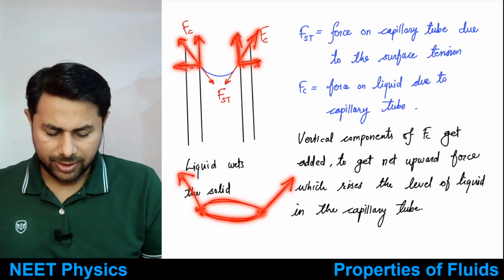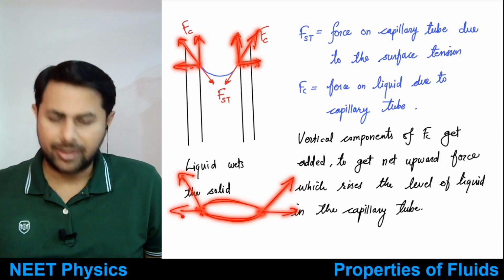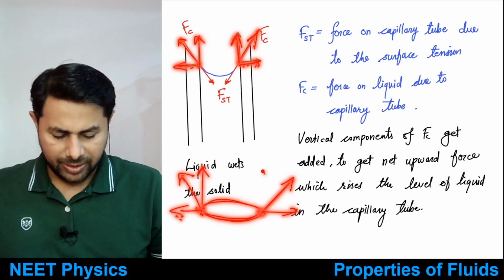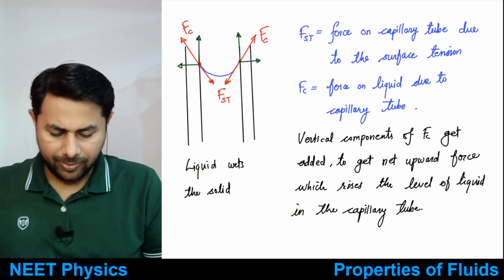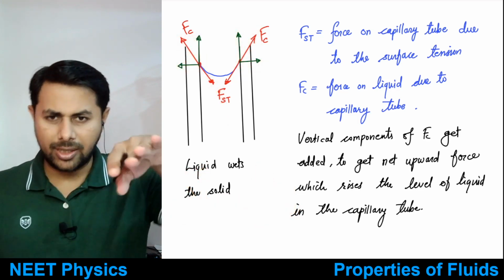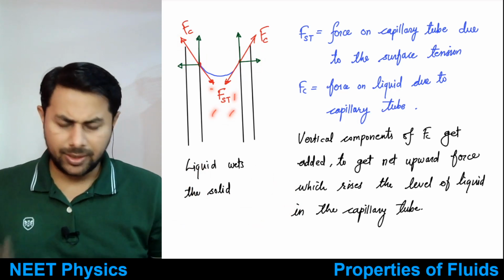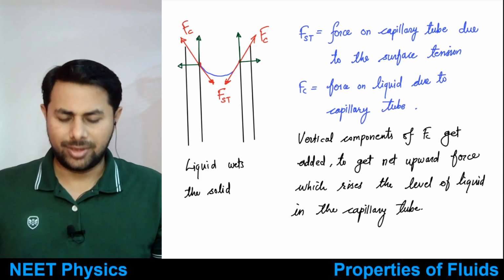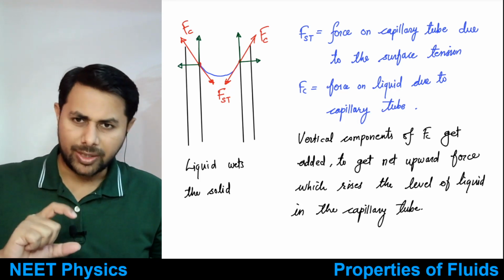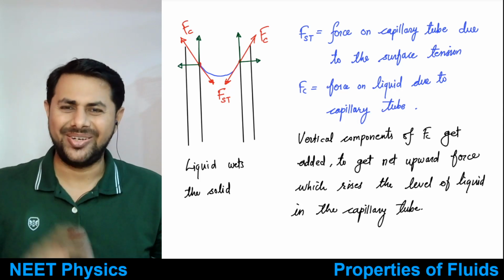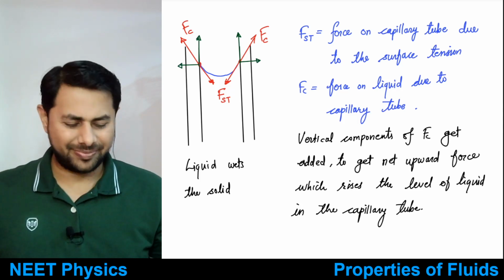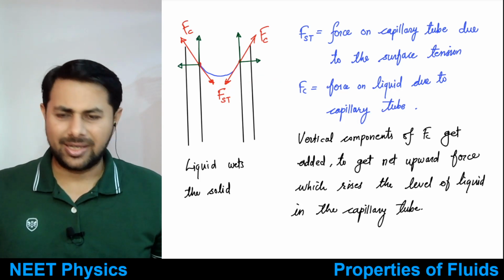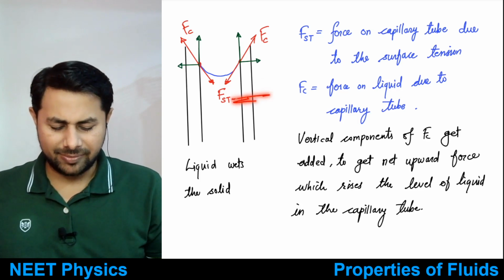What happens to the horizontal components is, they are equal and opposite, so they get cancelled out, and only vertical components will get added up, and that's why the net force on this liquid, which is forming a concave meniscus inside the capillary tube, is vertically upwards. And that's why what will happen? Since the net force is vertically upwards, the water level or this liquid level will rise up in the capillary tube. So this rise is called capillary action. This thing is clear? Yes, no?